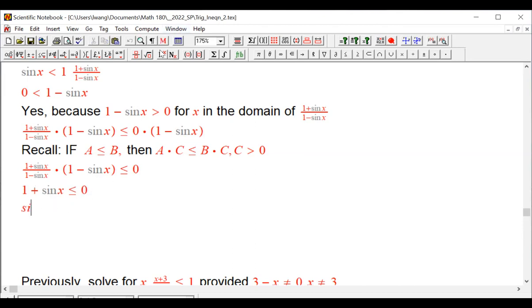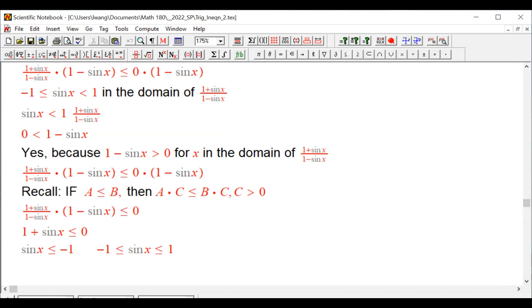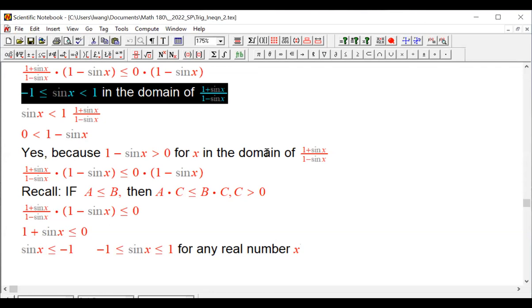So what we can do is subtract 1 on both sides. Sine x is less than or equal to -1, okay? We know that sine x is always between -1 and +1 for any real number x. Of course, in our case, this is true in the domain.